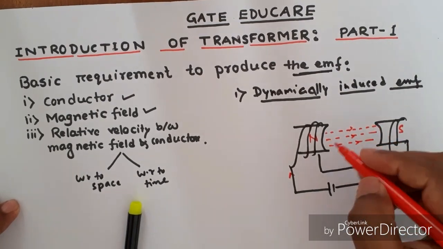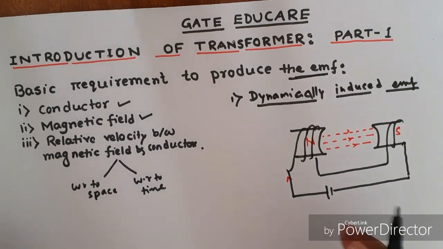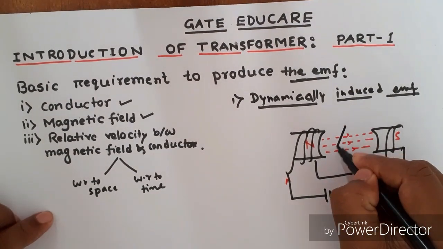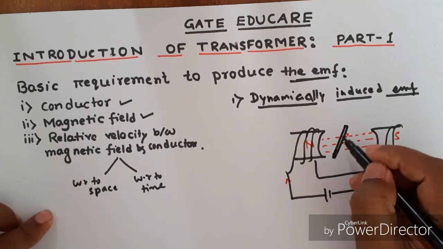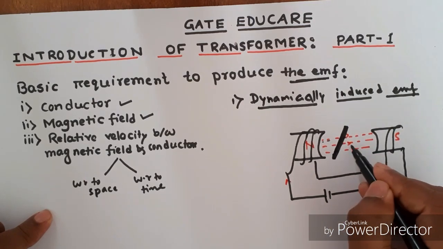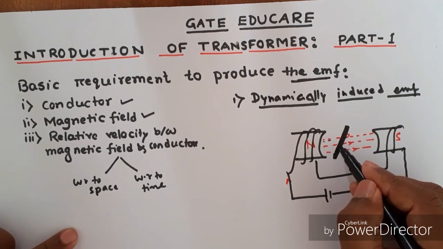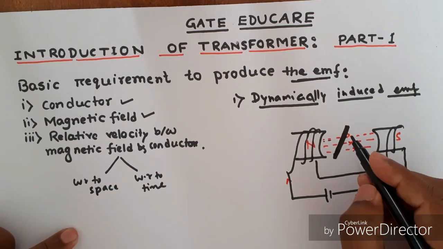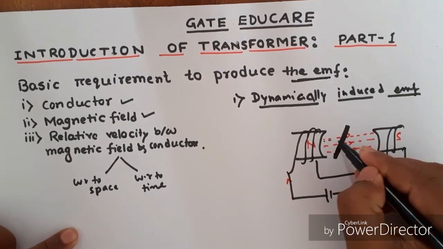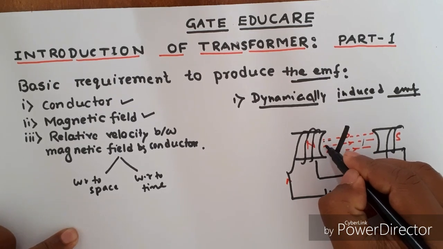Now, if I place a conductor in this magnetic field in this way, the conductor feels that there is a flux inside, but the flux does not change with time. Since the conductor is stationary, the flux does not change with time and no EMF will be induced in this conductor. Now, if I rotate the conductor inside this magnetic field like this, here flux is maximum.